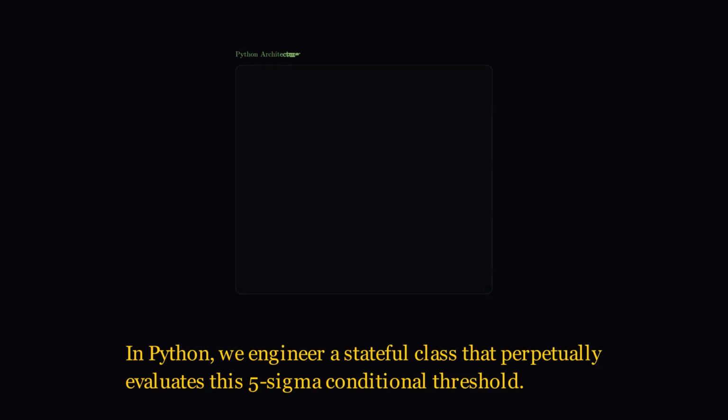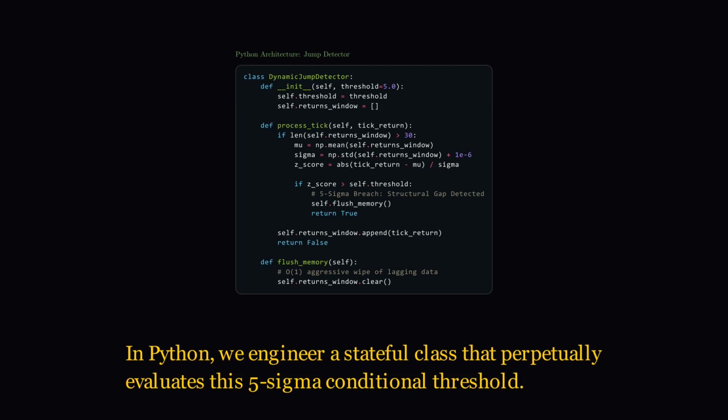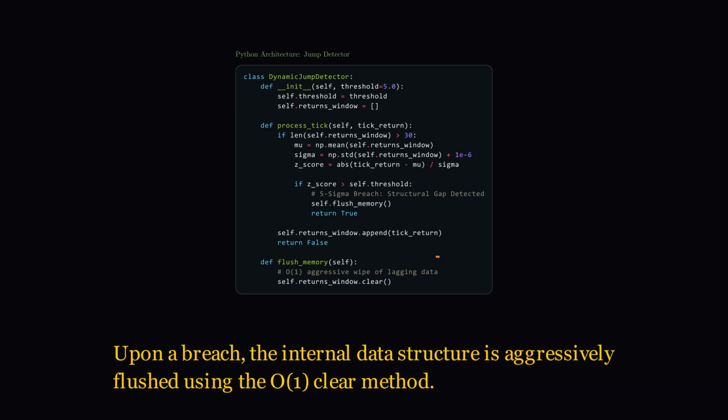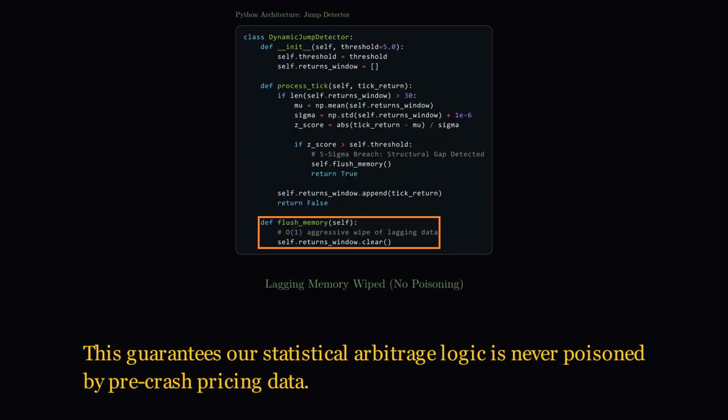In Python, we engineer a stateful class that perpetually evaluates this 5 sigma conditional threshold. Upon a breach, the internal data structure is aggressively flushed using the O(1) clear method. This guarantees our statistical arbitrage logic is never poisoned by pre-crash pricing data.